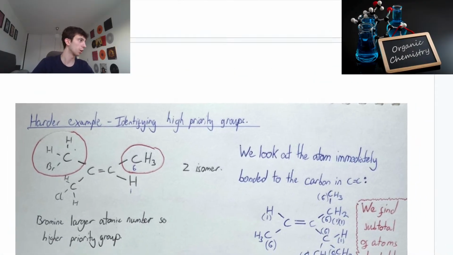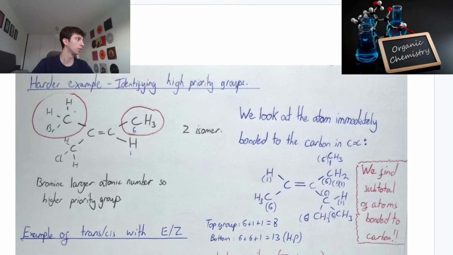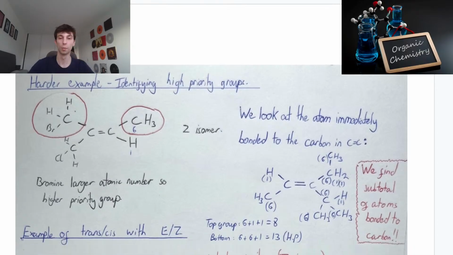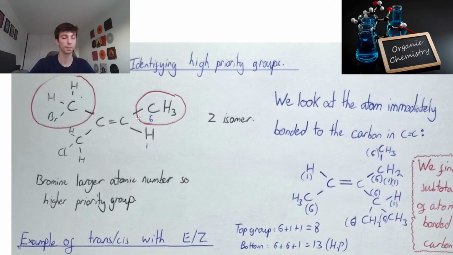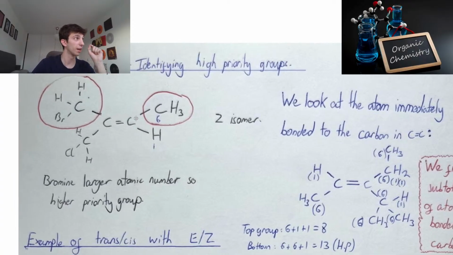So guys, I wanted to go over this. A lot of people get a little bit confused when assigning highest priority groups. So all it is, guys, you have to look at the atom that's directly bonded to the carbon, and then directly bonded to the next if it's the same on each one.